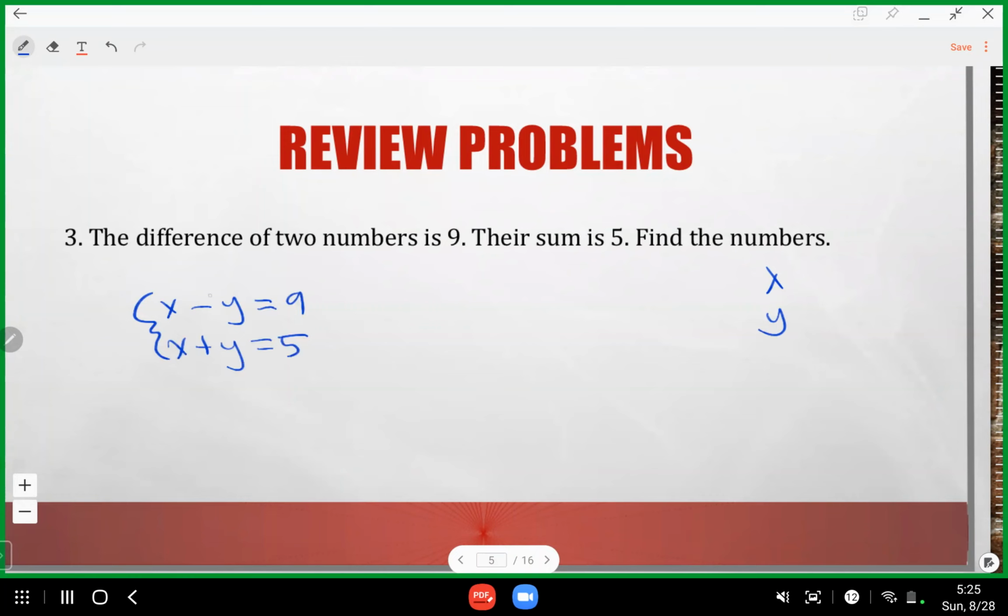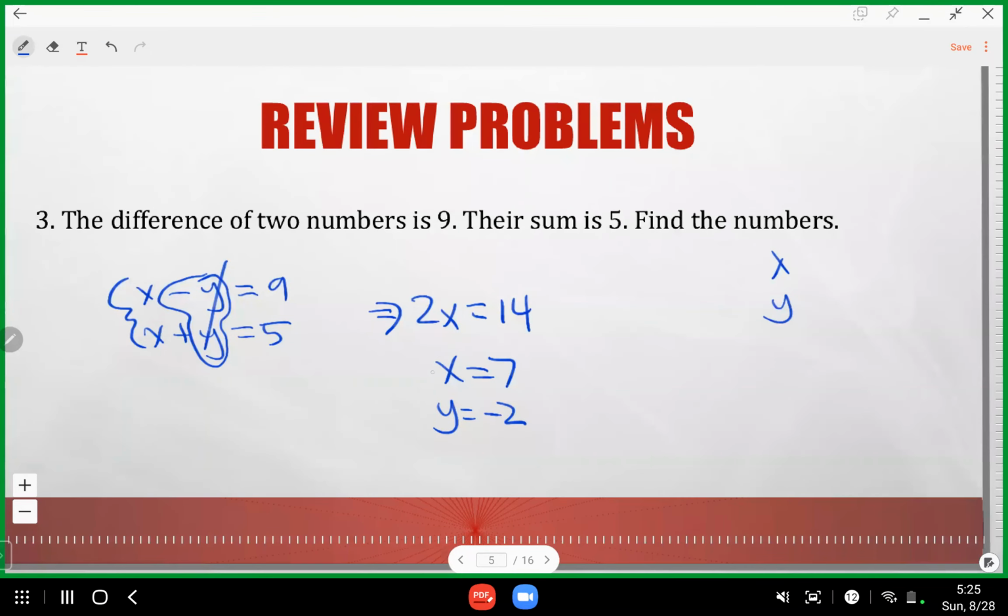If we add them, you see the y's cancel out. It's negative y plus y, so they cancel out. Therefore, we get 2x is equal to 14. Therefore, we get x is equal to 7. And you know the sum is 5, so the only number y can be is -2. So therefore, 7 and -2 are our answers.